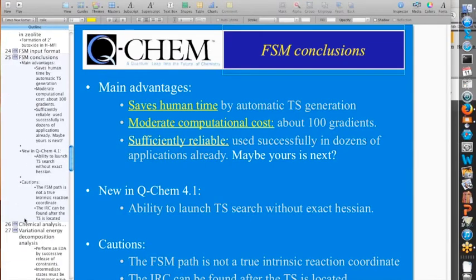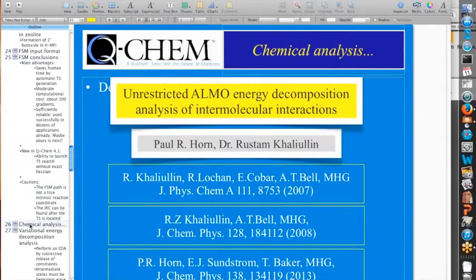So perhaps let's now go on to an update on our energy decomposition analysis capabilities. This is work done in my group, so I'm relatively well qualified to talk about it. The student in question is Paul Horn, who's done a fantastic job of upgrading our ALMO EDA, which is a unique tool for breaking down the kind of intermolecular interactions that control host-guest binding and metal-ligand binding or hydrogen bonding into the physical constituents that you can then compare and contrast. And we'll talk a bit about what those constituents are.